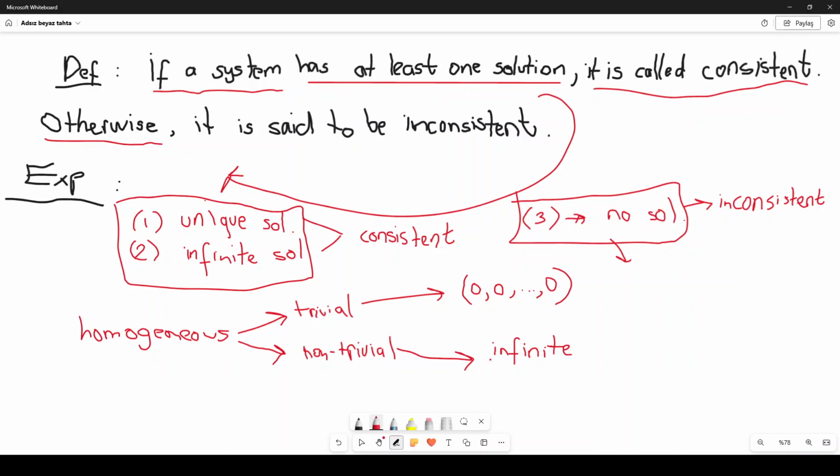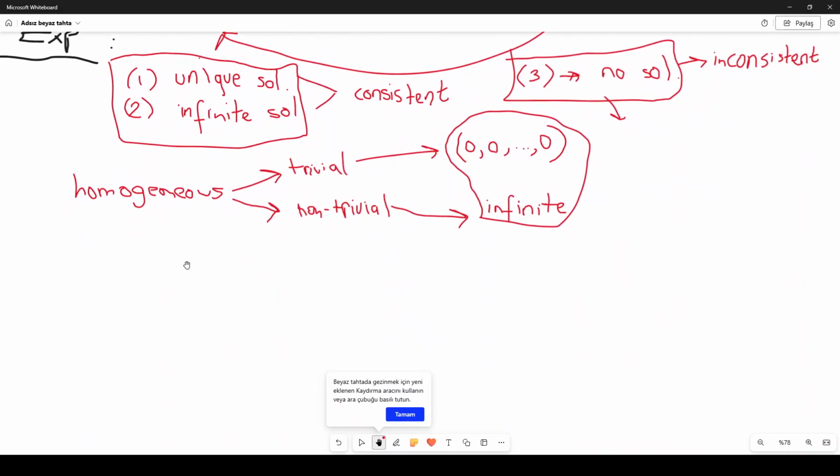But in either case, when we are given a homogeneous system, we are ensured that we have one of these two possibilities. So we don't need to check whether a homogeneous system is consistent or not, because it's already consistent, since we know that we have at least a trivial solution.